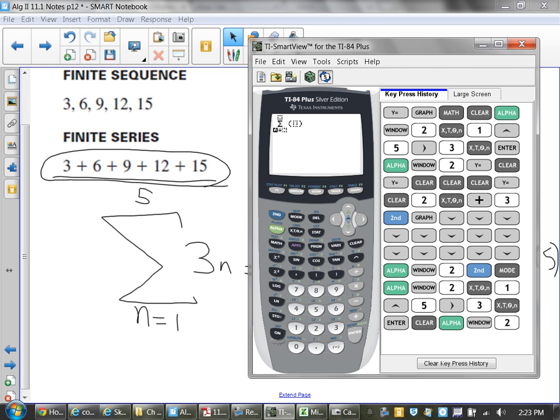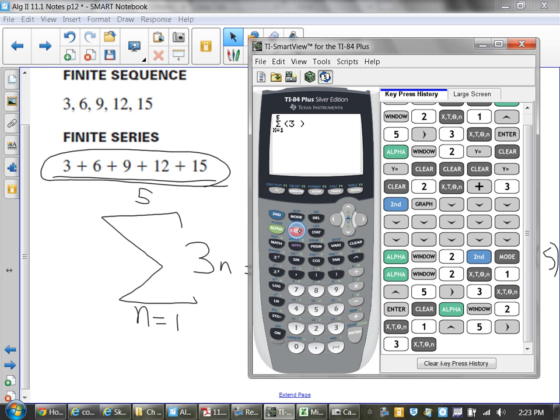Because all you have to do here, it's asking you to put in all the spots. Now, our calculators don't have an n, but we have x. So just use x equals 1, because you're starting at the first term. You're going up through 5, and then you just put in your formula inside the parentheses of 3x, and hit enter. There's your answer. 45. Again, your calculator will do summations for you.